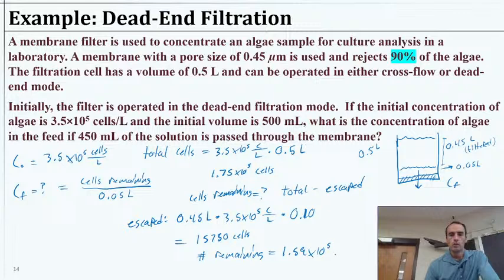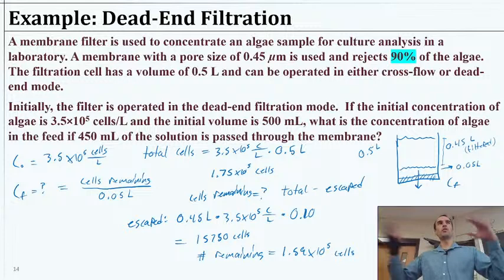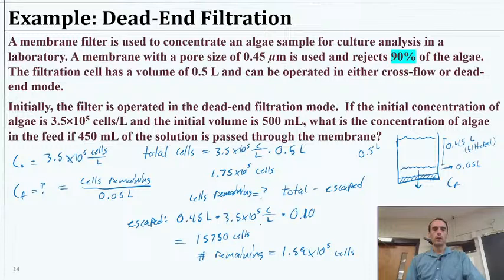Okay, so what we see real quick here is this should be less than we started with. Some are escaping, but it should not be too far from it because only 10% were escaping. We filtered most of the water, but not all of it. So it gets a little hairy to estimate by hand, or in your head, but we went from 1.75 to 1.59. So that looks pretty good to me.